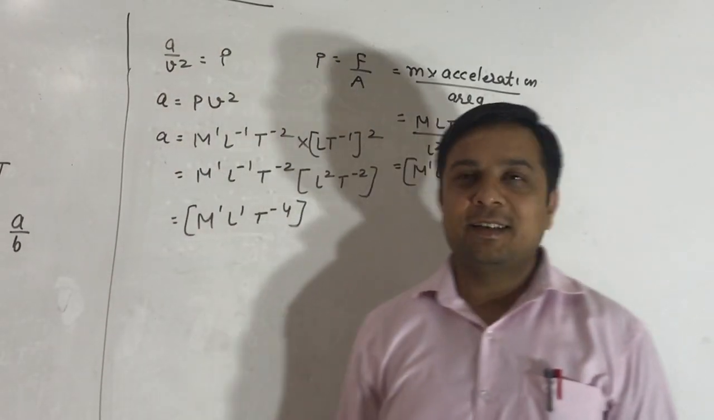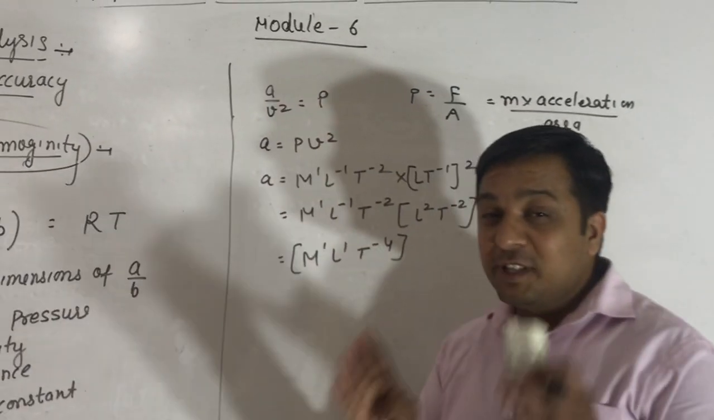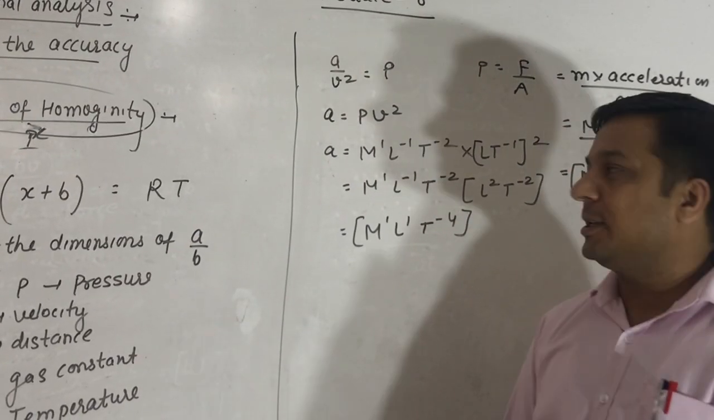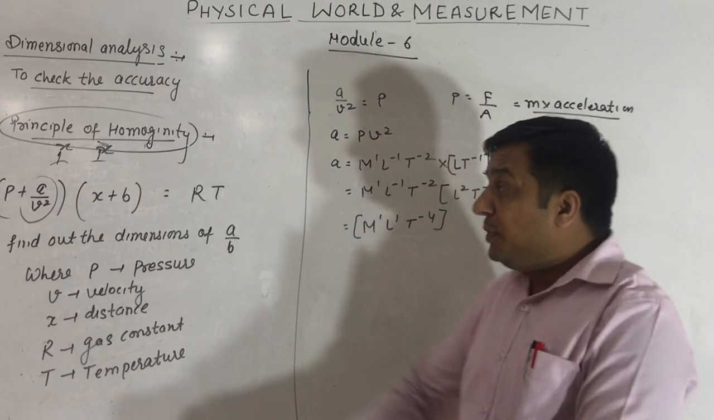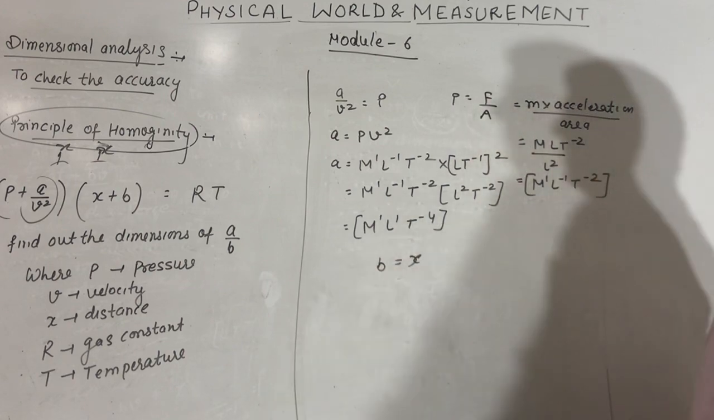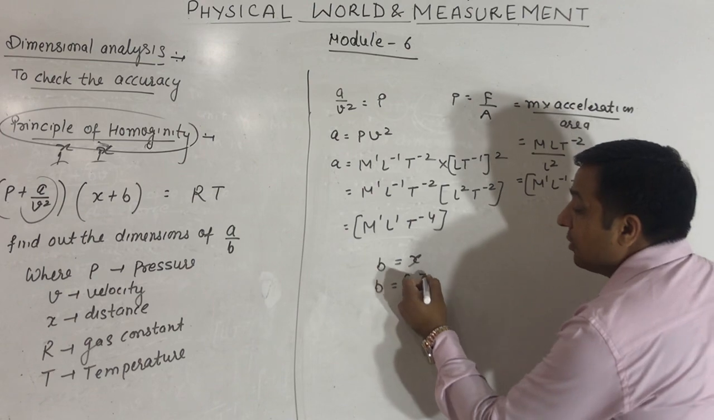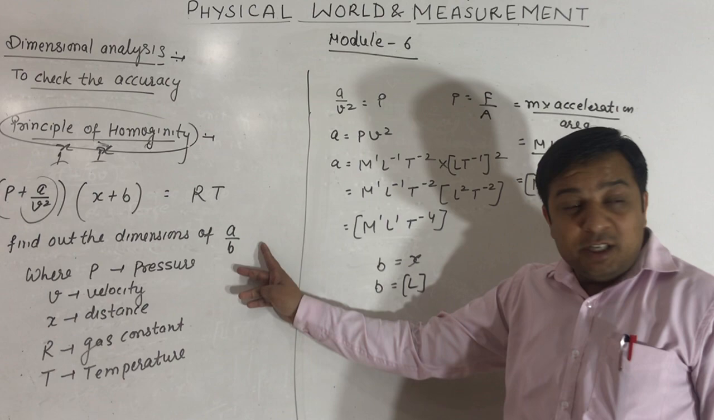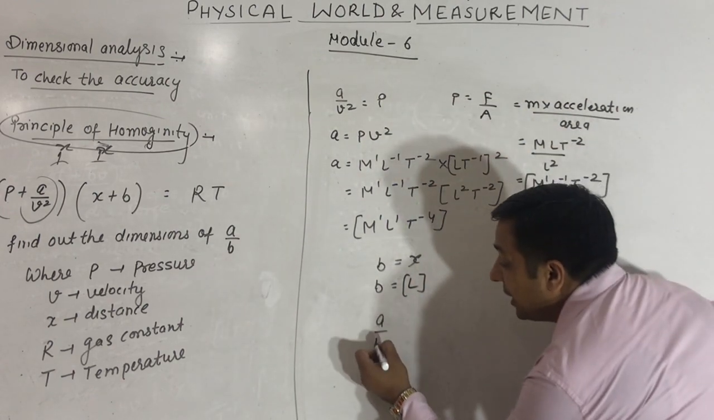What do you know about this? First of all, you will see the sign of plus. If you see the sign of plus, the same nature of quantity can be added or subtracted. If this is the distance, then dear students, B will also be the distance. So B is equal to X distance, and the dimension formula of X is L. So the dimension of B is L, and in this question it was asked to find the dimensions of A by B, and we will find out A by B.